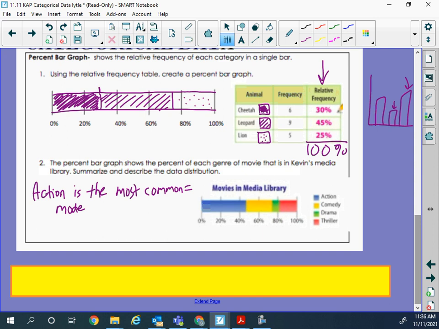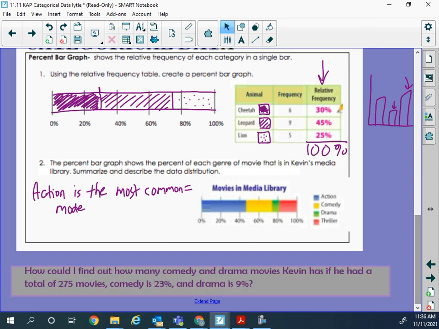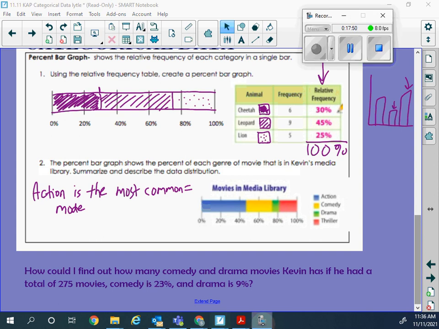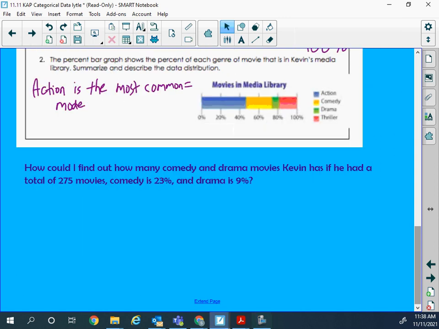Okay? And so now I've got a question that's not on your paper. It says, how can I find out how many comedy and drama movies Kevin has if he had a total of 275 movies? Well, we're going to say that comedy is 23% and drama is 9% because it's hard to tell this from this kind of fake. So I'd like for you to talk with a partner. If you're at home, pause the video. Okay, guys, tell me where you're starting with this question. Where are you starting? Tell me. You can stay there. Stay there. All right.